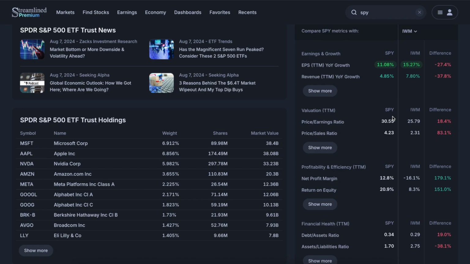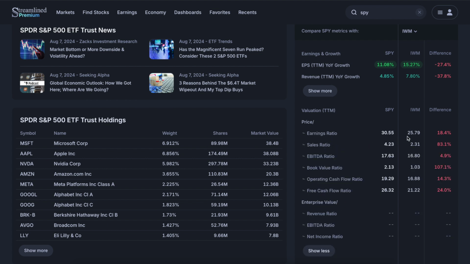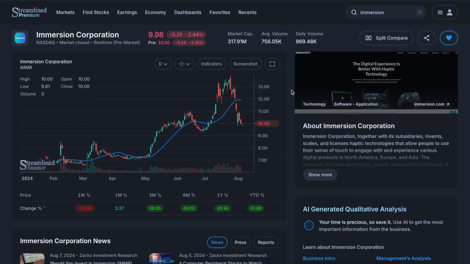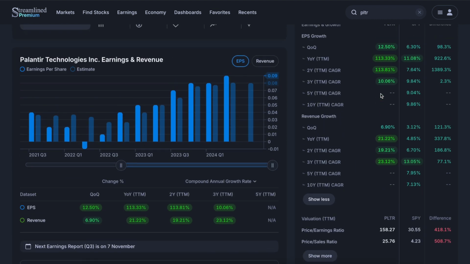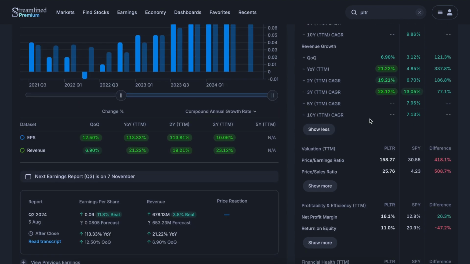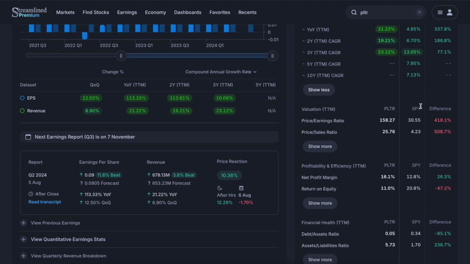Note here that the S&P 500's price-to-earnings ratio is higher than the Russell 2000 price-to-earnings ratio. This is because the Russell 2000 consists of small to mid-cap companies as opposed to the big-cap companies of the S&P 500. Note how Immersion, a stock with a relatively low market cap of around 300 million, has a PE ratio of just 9.3. Here we see Palantir, a high-growth stock with an extremely high price-to-earnings ratio.